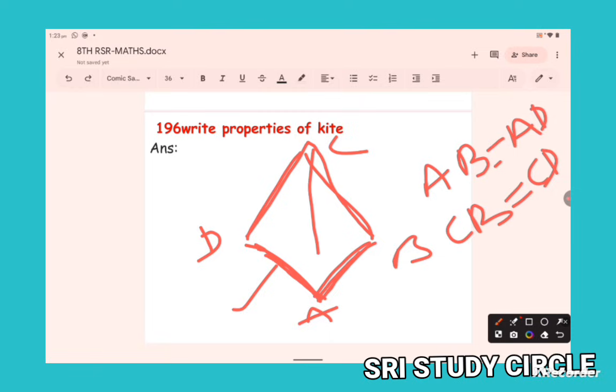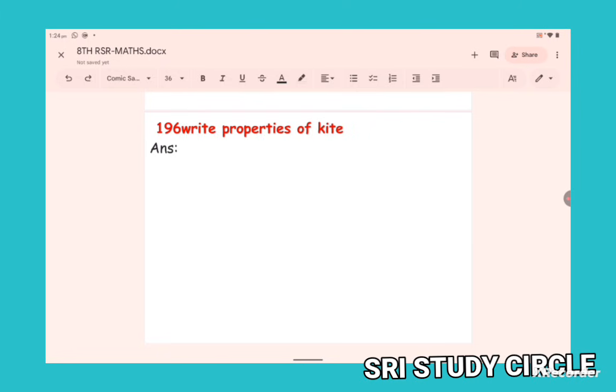In a kite, the length of the diagonals is not equal. A kite is also known as a quadrilateral because it contains four sides. It is a closed figure. The sum of all four interior angles of a kite is equal to 360 degrees.